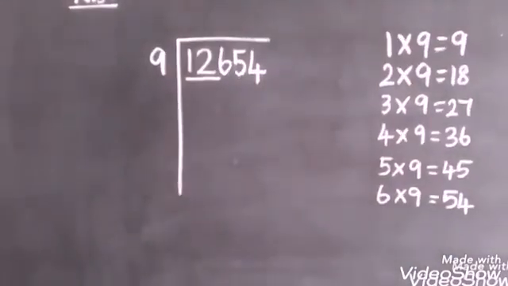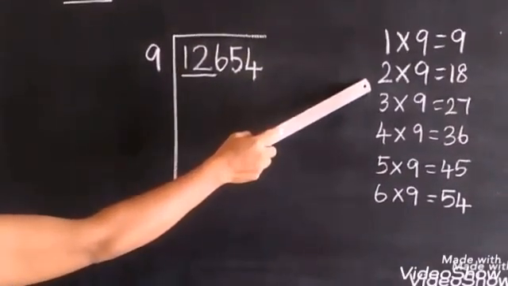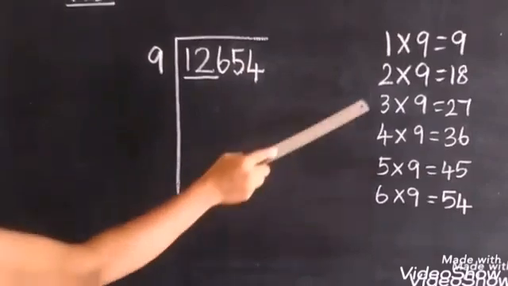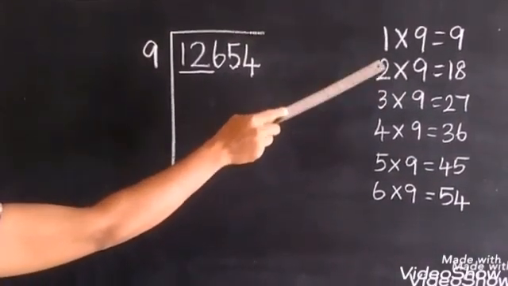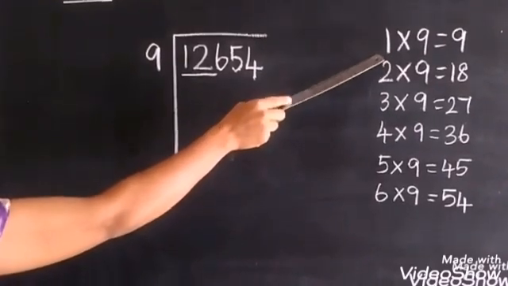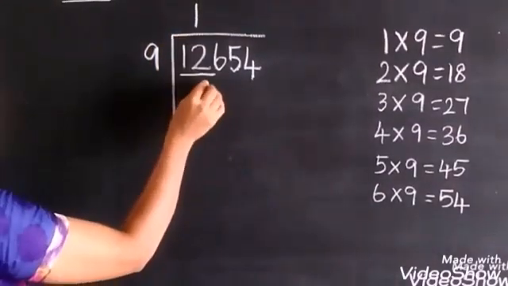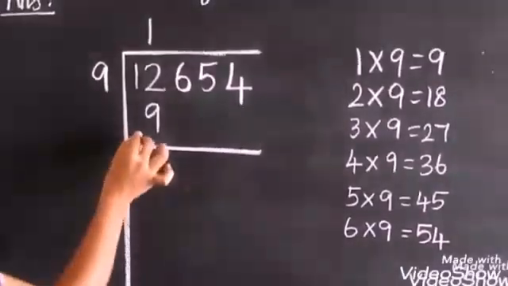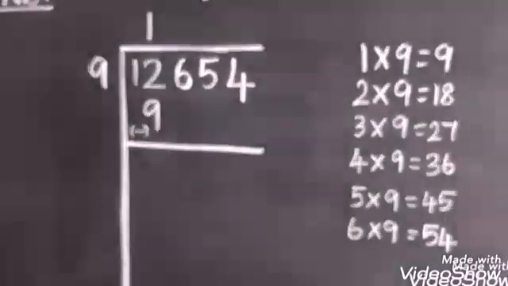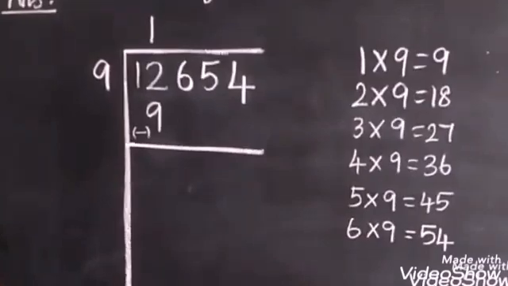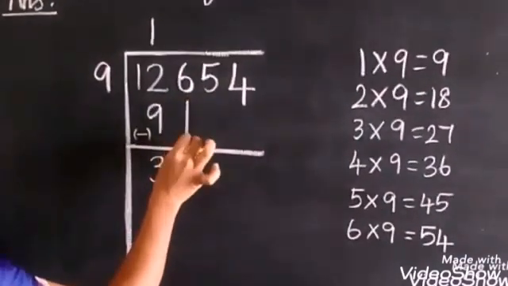See the 9 table. Is 12 coming or not? Say the 9 table. 1 9 is 9, 2 9s are 18. We can't take 18. We have to take less than 12 only. So 1 9 is 9. Now we have to subtract this. After 9 up to 12, count. Yes, what will come? Very good, 3. Next digit we have to take.